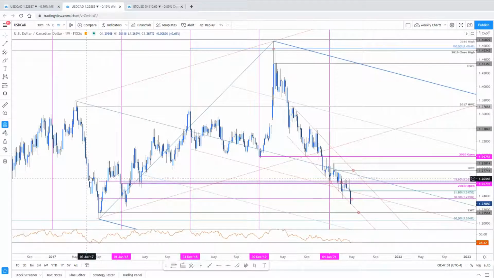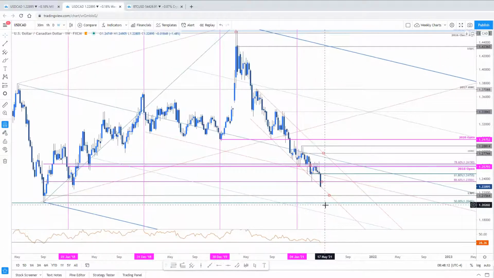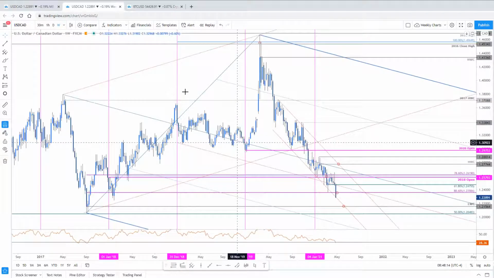And you all see what happened back in 2017, right? That break into oversold was actually like midway for the drop. So if this is going to close the week into oversold condition, man, we could find ourselves at 120 pretty quick. So just a cautionary note there for the weekly charts on dollar CAD.